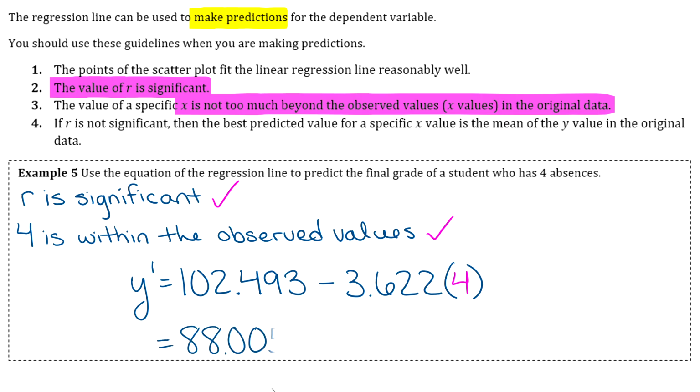And it should come out to be 88.005. And then if you want to round it, that would be about 88%. So with 4 absences, we could predict the student would have a final grade of about 88% based off of that data set.